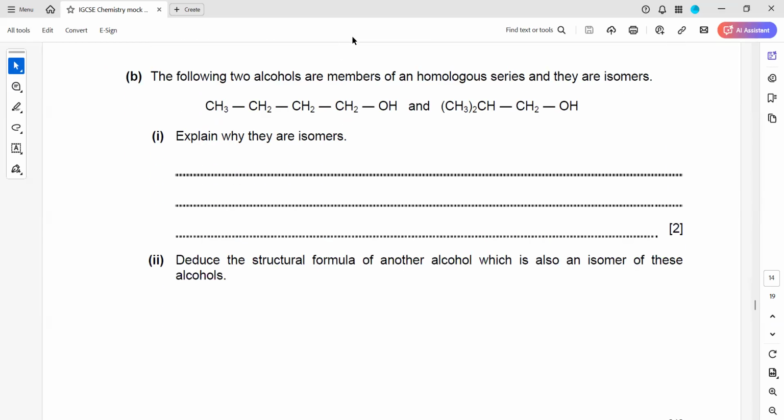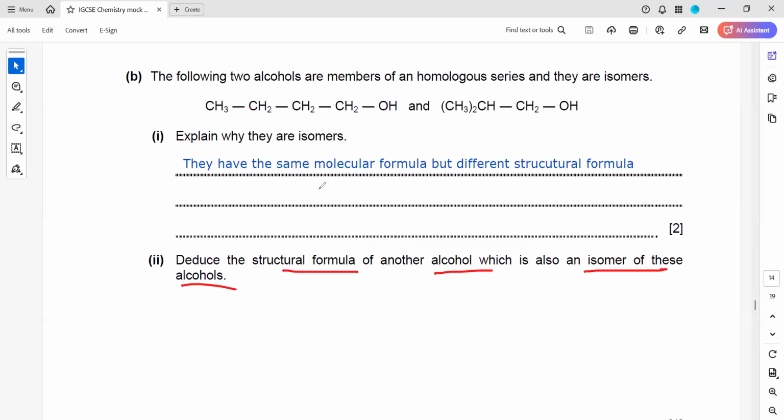The following two alcohols are members of the homologous series and they are isomers. Same molecular formula but different structure. Then deduce the structural formula of another alcohol that is an isomer of these three. So this OH is attached to the first carbon. This is a branched alkane, like the carbon chain. So what we can do, we can just change the position of OH. OH we can attach to the second carbon. Deduce means work out. So you just change the position of the OH. OH was attached to the first carbon.